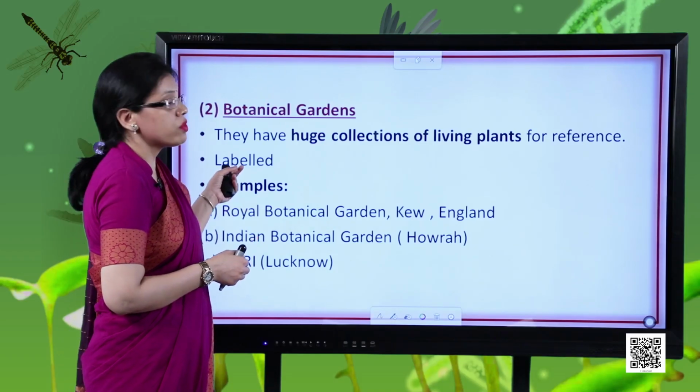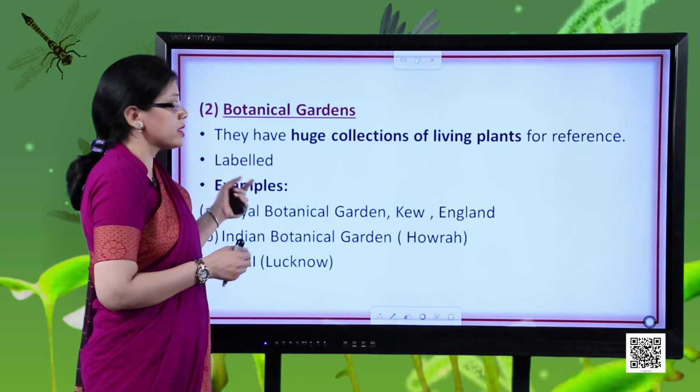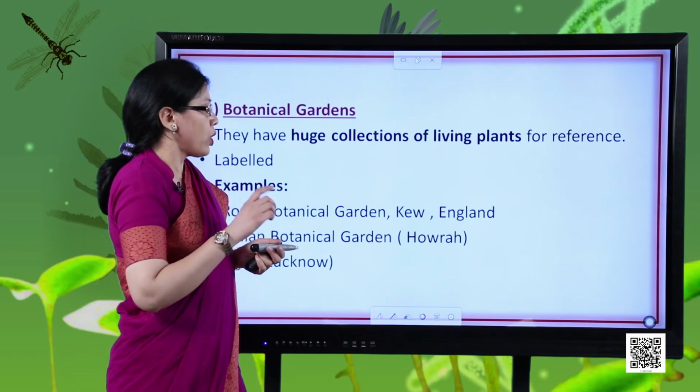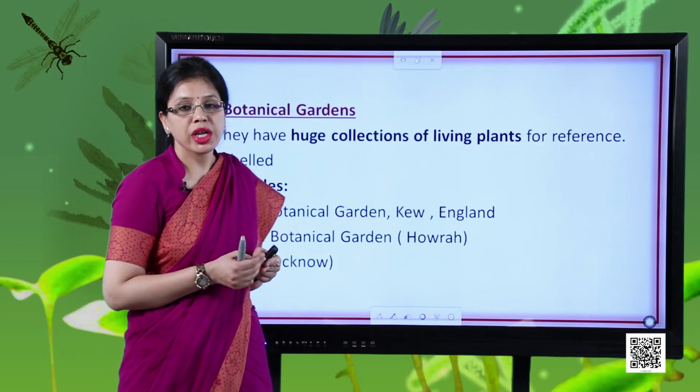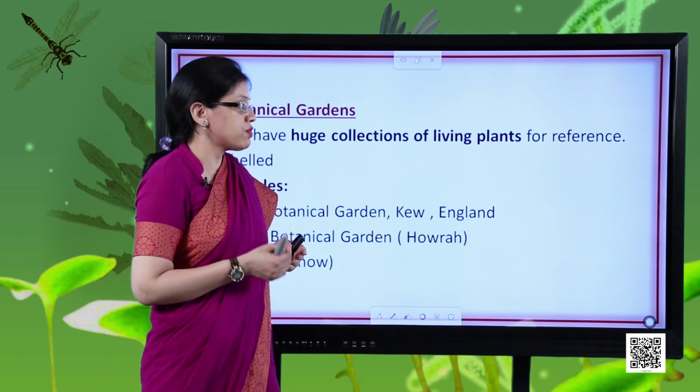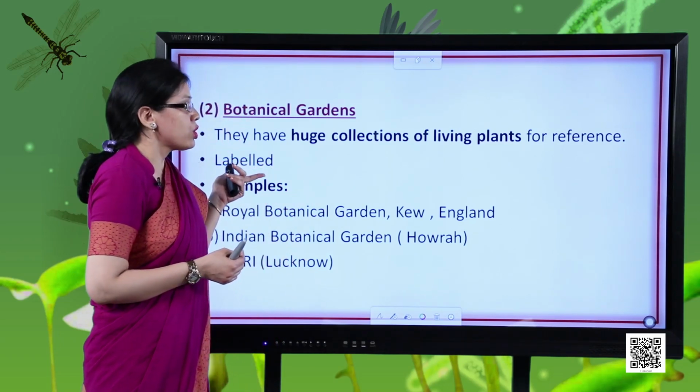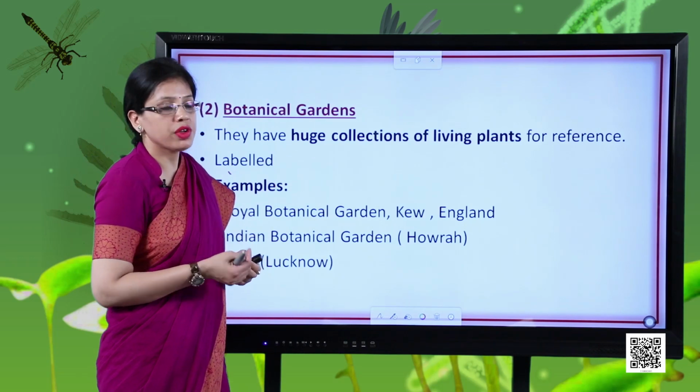Whenever you visit a botanical garden, you will notice that on the plants you will find a label. On that label they might have mentioned information about the plant, maybe the common name of the plant, the scientific name of the plant, the family of the plant. So this label also helps us in identifying plants of different types.